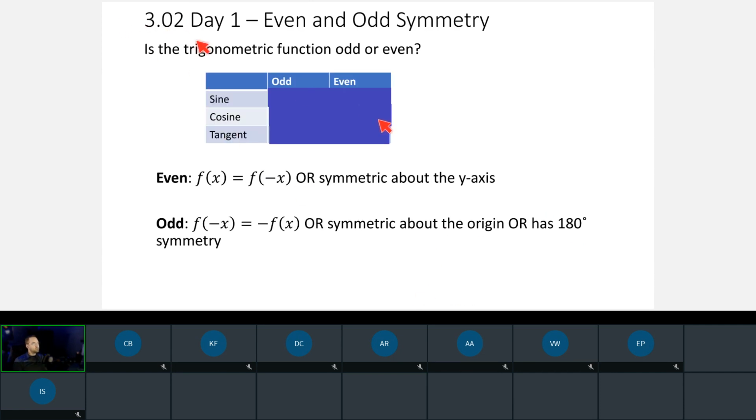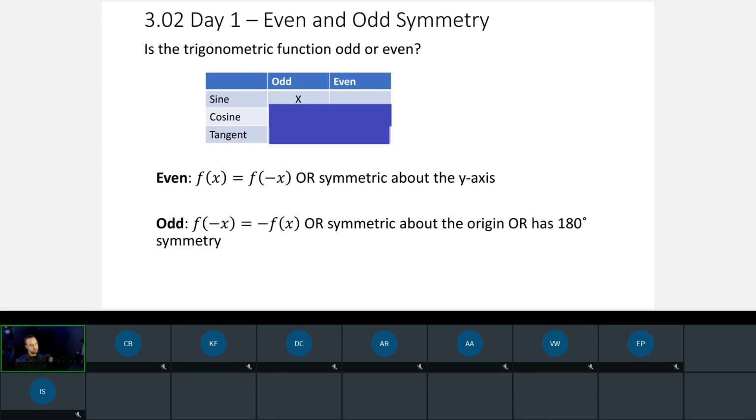Okay, next question. Even and odd symmetry. Is the trig function even or odd? So is sine, and then I give you the definitions from this. And I even give you the lesson 3.02 day 1. You might actually need to go back there to see the other trig functions that I purposely left out, because they're probably going to be in your test. All right, is sine even or odd? It is odd.